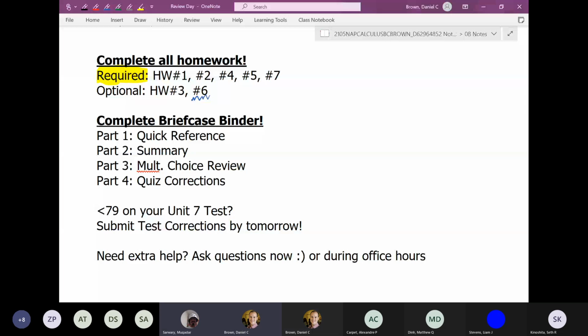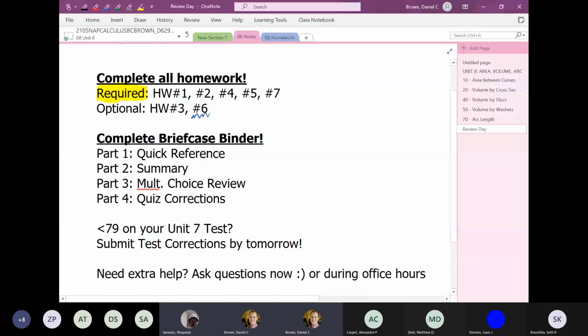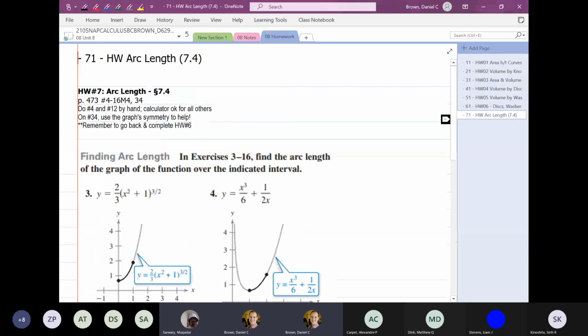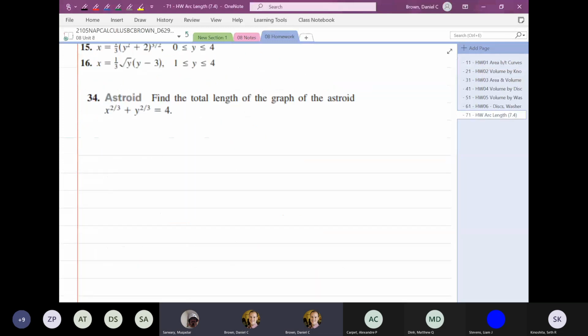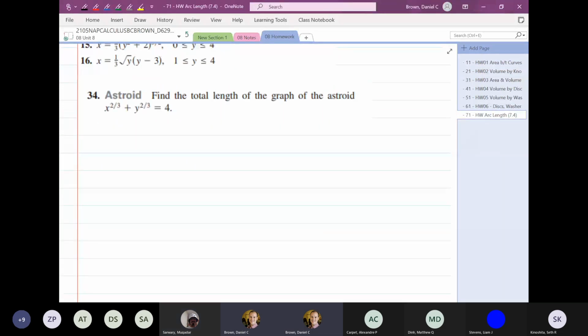Homework 7, number 34. I didn't know how to start it. So looking at this one, we do want to try to figure out what this graph looks like. And honestly, I should have put the graph here. This is partly my mistake.